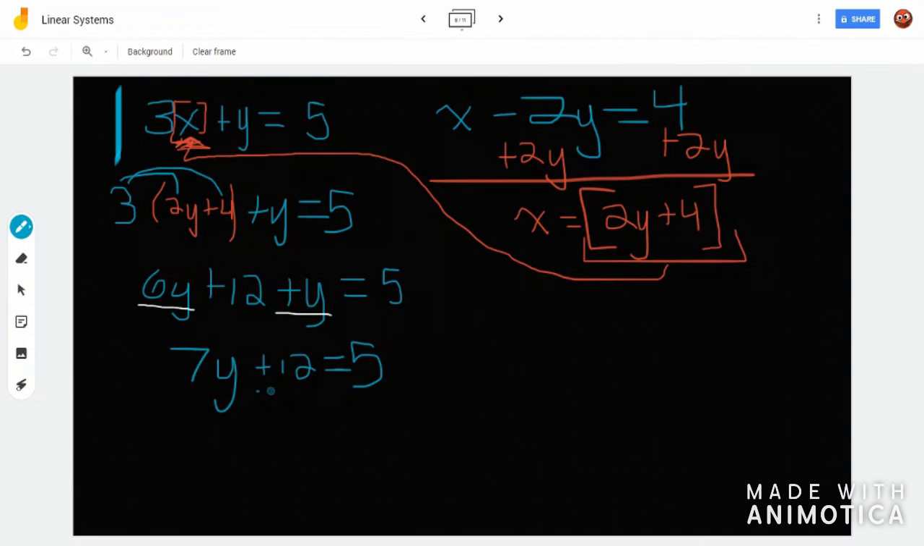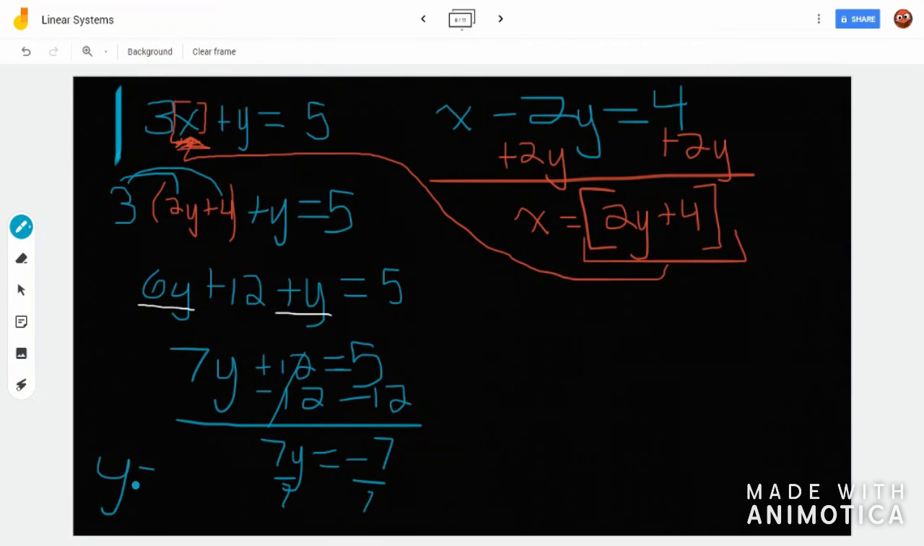Now I'll solve for y. Subtract 12. Subtract 12. And I have 7y equals negative 7. Divide by 7. Divide by 7. So many 7s. And I have y equals negative 1. Now this is the first bit of our solution.